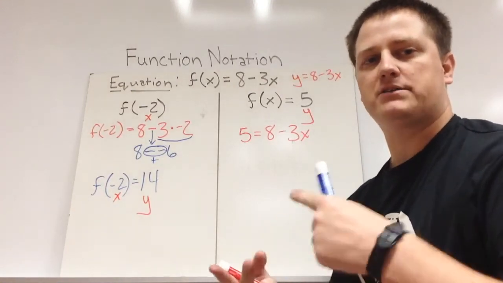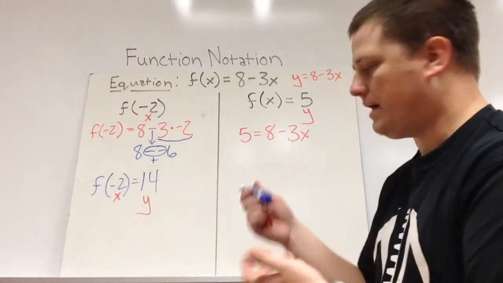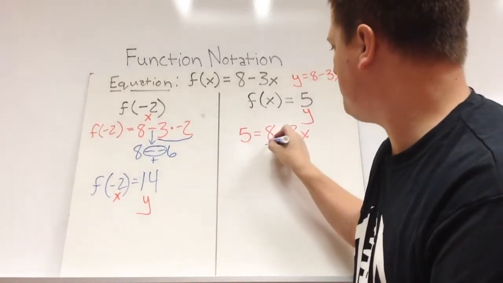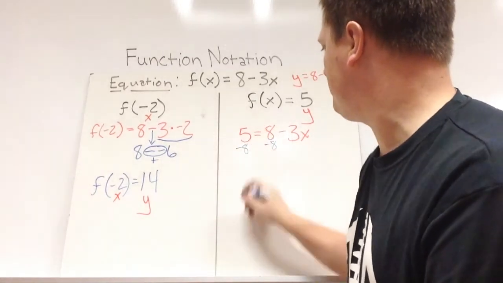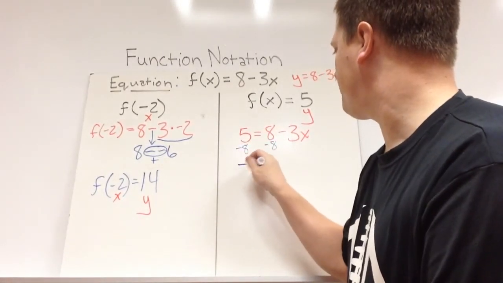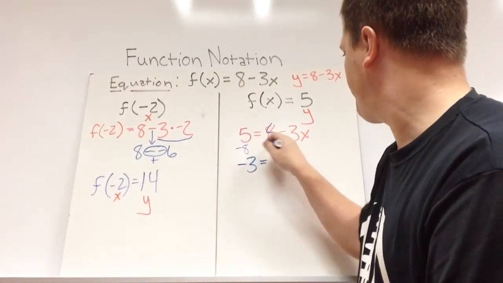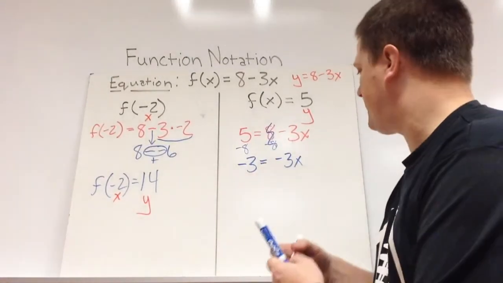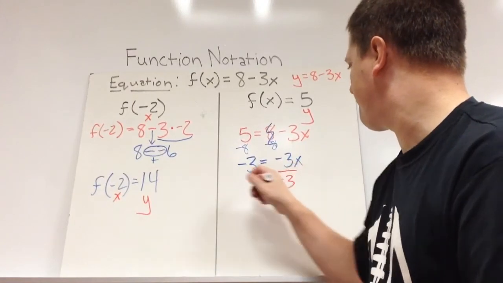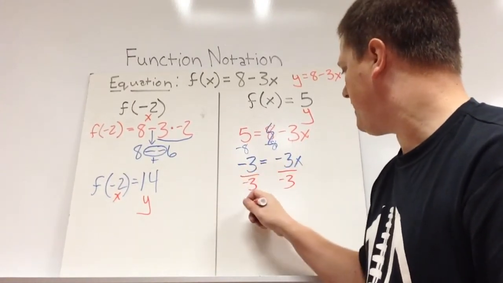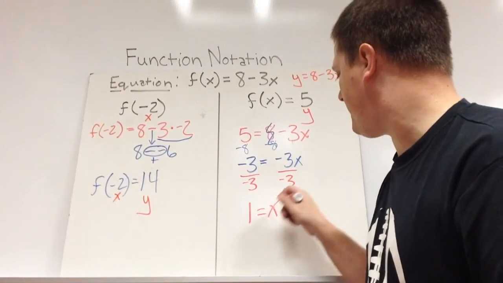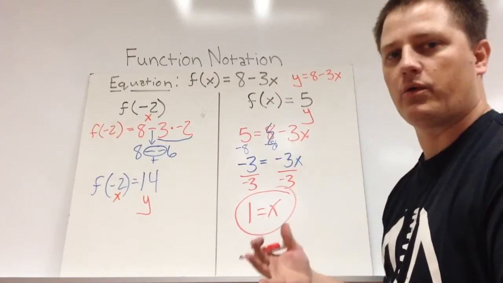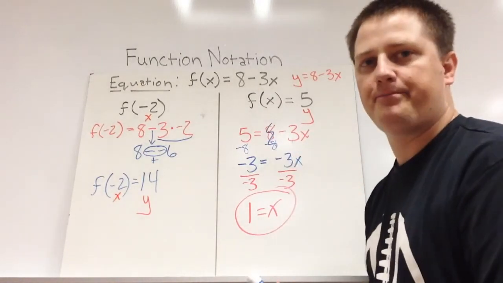We could use the box or the balance method. So I'm just going to use the balance method. So we have a positive 8 here. I'm going to minus 8 on both sides. I'm going to get negative 3 equals negative 3x. I'm going to divide by negative 3. And I'm going to get 1 equals x. So here we've said that y is 5 and x is 1. The ordered pair would be 1 comma 5.